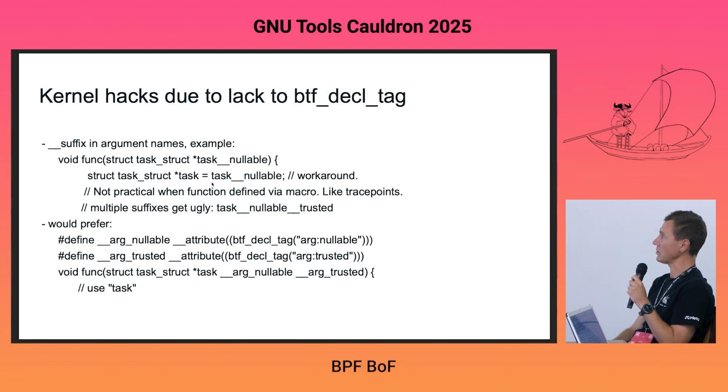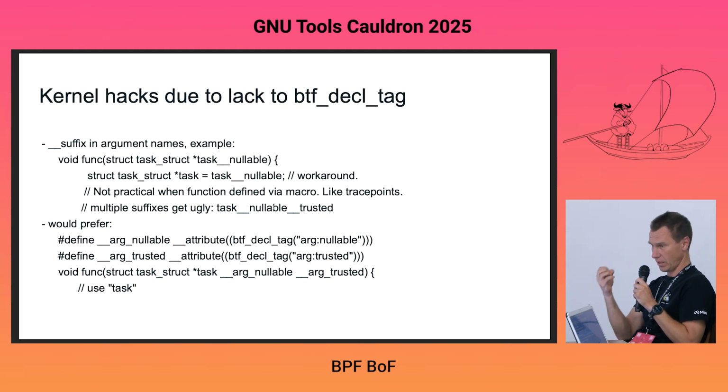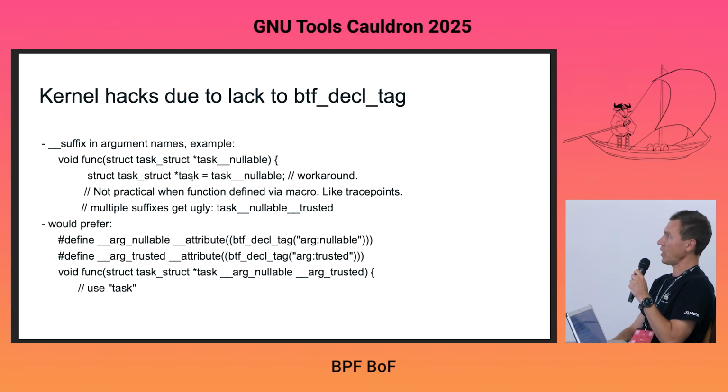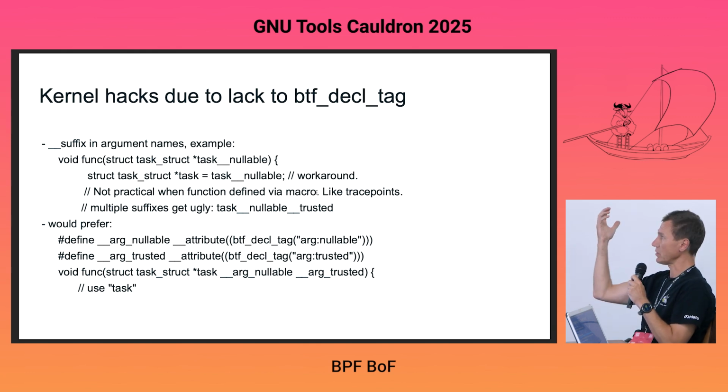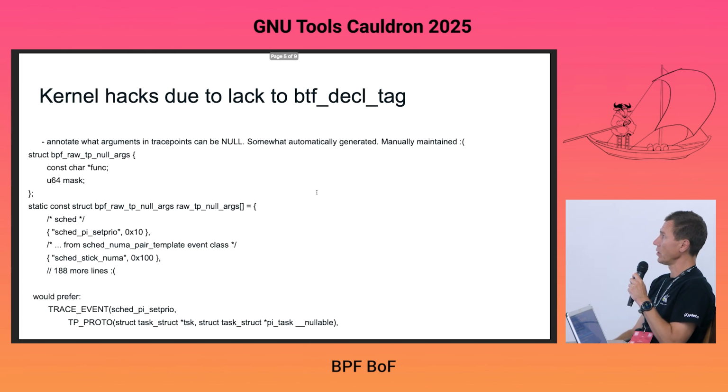Sometimes it's okay, but two suffixes becomes really unreadable and long, and you don't want to use this kind of variable in your code. It will just scream at you. So the first thing you can do is rename it into another variable, and sometimes that's okay, except for tracepoints. When the functions are generated by macros, as all of the tracepoints are, you cannot do it. So for tracepoints, we have this super ugly hack.